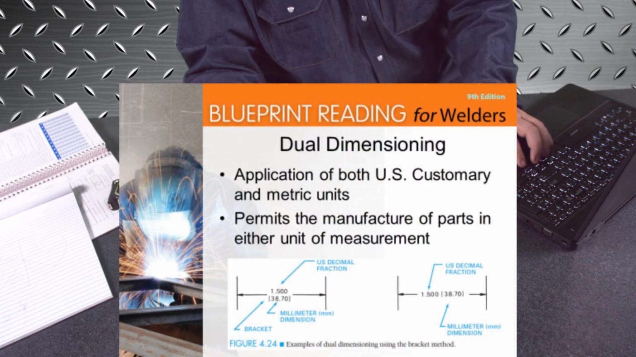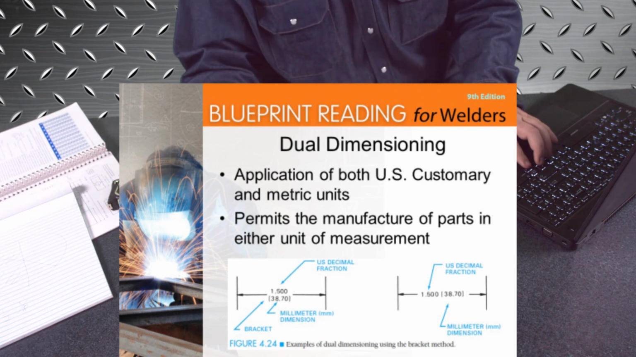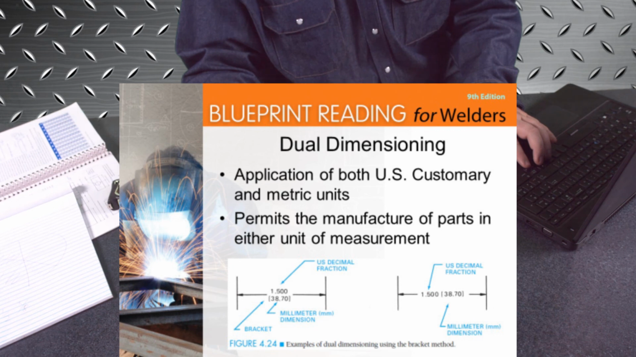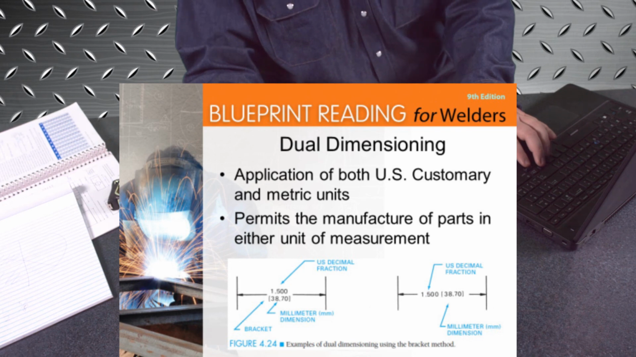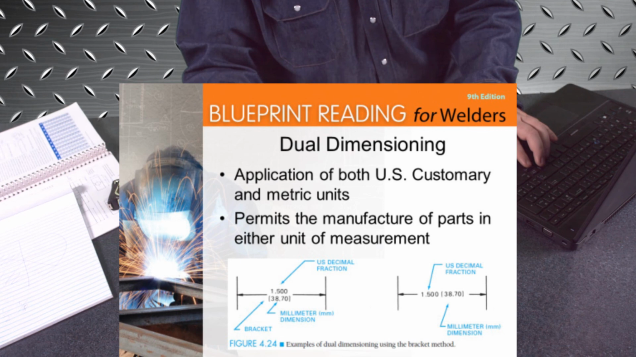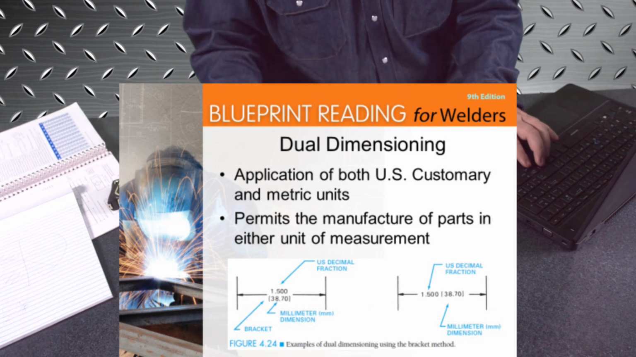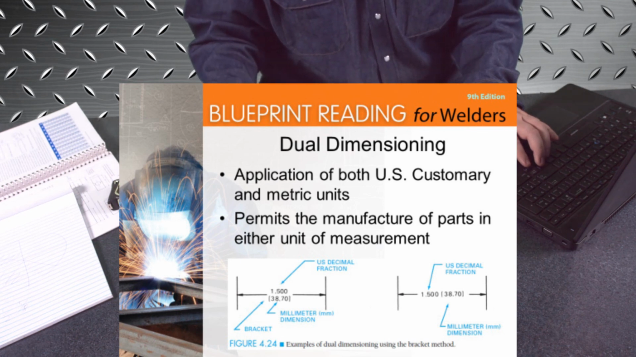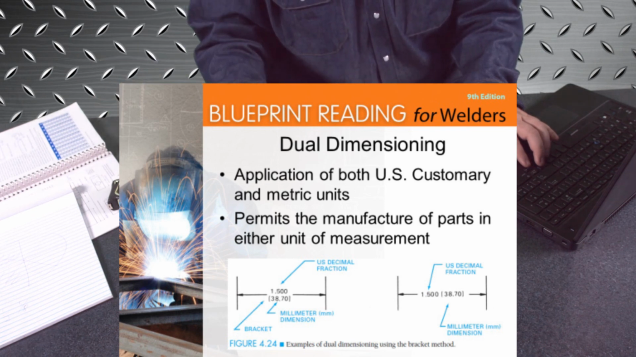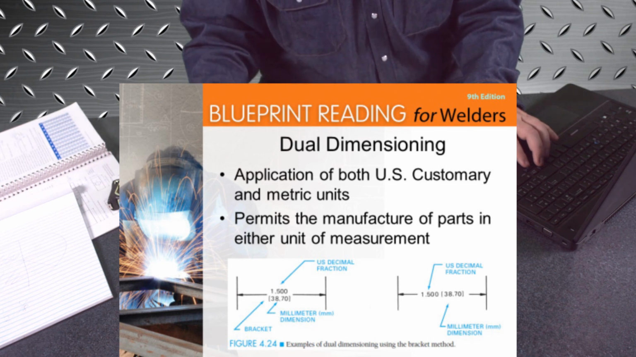Application for dual dimensioning: we are going to use both customary and metric units. It permits the manufacture of parts in either unit of measurement. So if you are given a print and you need to build it to either inches or millimeters, you can do that off of it. This is more important for machinists because the machines that build these parts track at different rates. So a lathe or a milling machine can be tracked in its gearbox to work with decimal fractions or fractions for US customary, and then it won't be able to make millimeter.